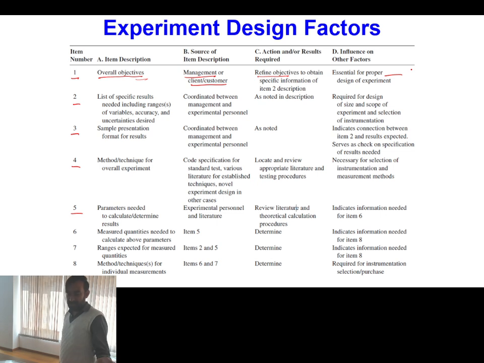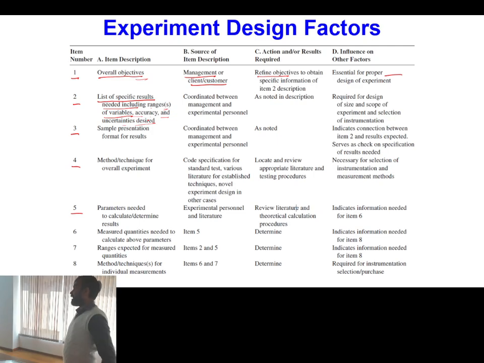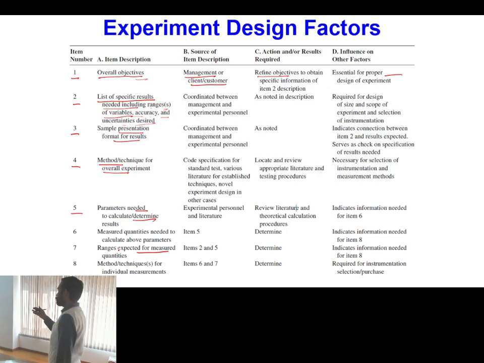That has to be decided in the starting itself, and then we have to identify the list of specific results that need to be included, including the ranges of all the primary variables, accuracy of the instruments, and whatever the desired uncertainty range is. After that we have to identify the number of readings, sample representations, the methods and procedures for performing the experiments, parameters to be calculated based on the primary measurement quantities, and then the expected range of measured quantities. So the outcome should be in what range.